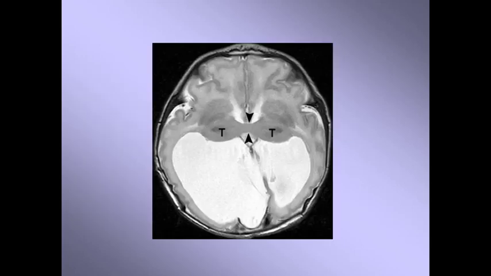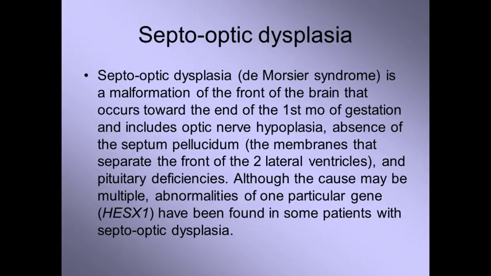You can see the defect. This is semi-lobar holoprosencephaly. Almost a single ventricle, with preserved thalami and basal ganglia. Septo-optic dysplasia, or De Morsier syndrome, is a malformation of the brain that occurs towards the end of the first trimester and includes optic nerve hypoplasia, absence of the septum pellucidum, the membrane that separates the front of the two lateral ventricles, and pituitary deficiencies. Although the cause may be multiple, abnormalities of a particular gene, HESX1, have been found in patients with septo-optic dysplasia.